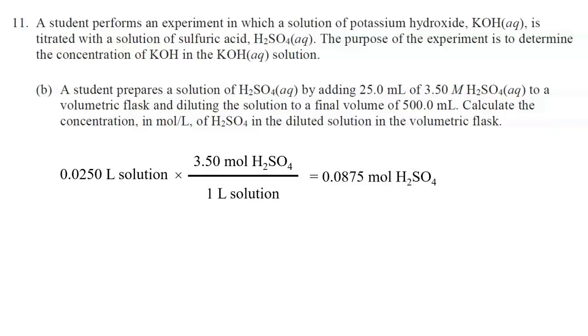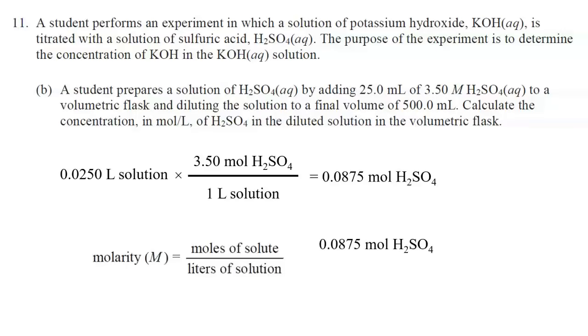And now it's been diluted to 500.0 milliliters. Let me turn that volume into liters. Molarity is moles over liters. So 0.0875 moles divided by a total volume of 0.5000 liters. If I do that math, moles over liters, I get an answer of 0.175 moles per liter. So that is the concentration of sulfuric acid in the diluted solution in the volumetric flask.